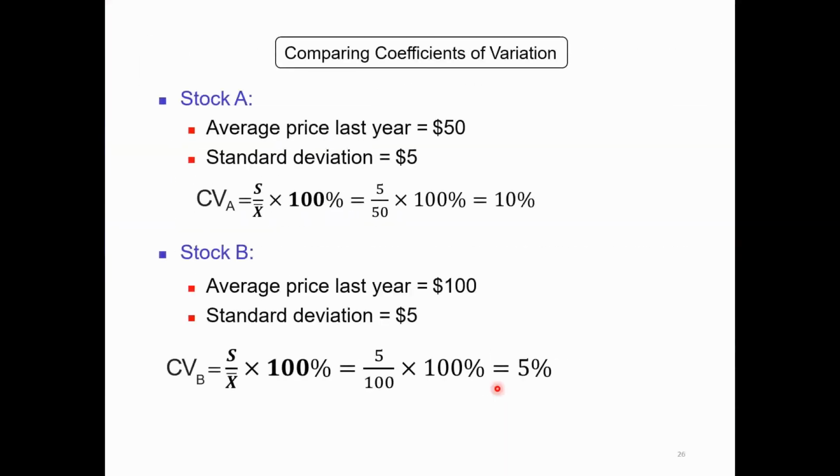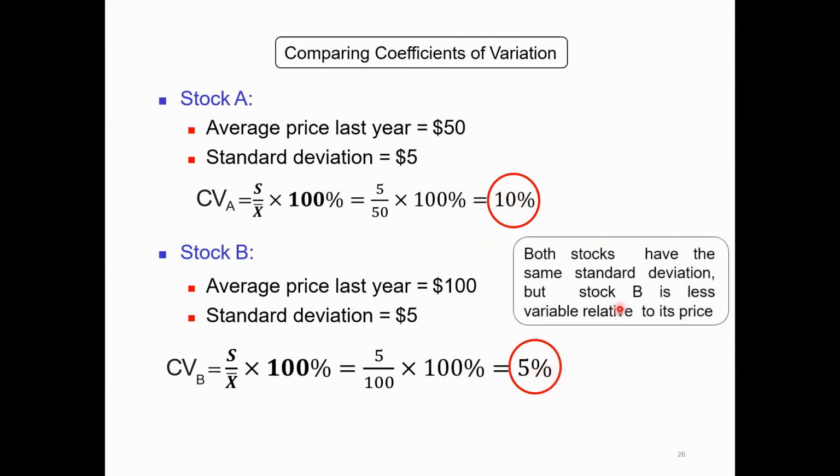So this was the example we talked about, right? For stock A, the coefficient of variation is 10%. For stock B, the coefficient of variation is 5%. Both stocks actually have the same standard deviation, but when you consider stock B, the variation is less relative to its price compared to stock A.